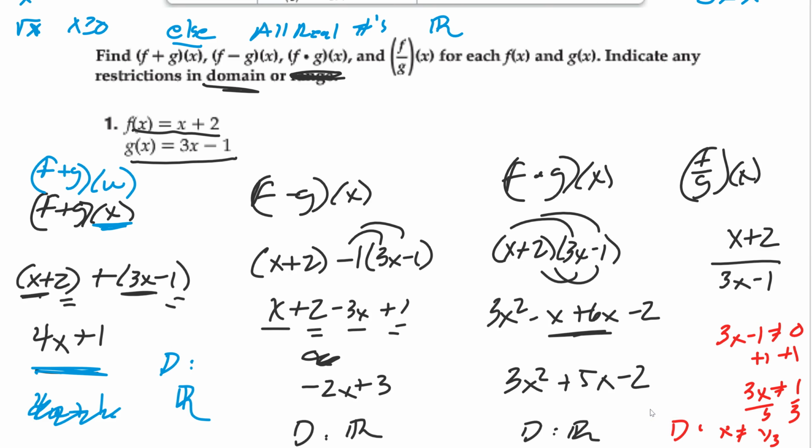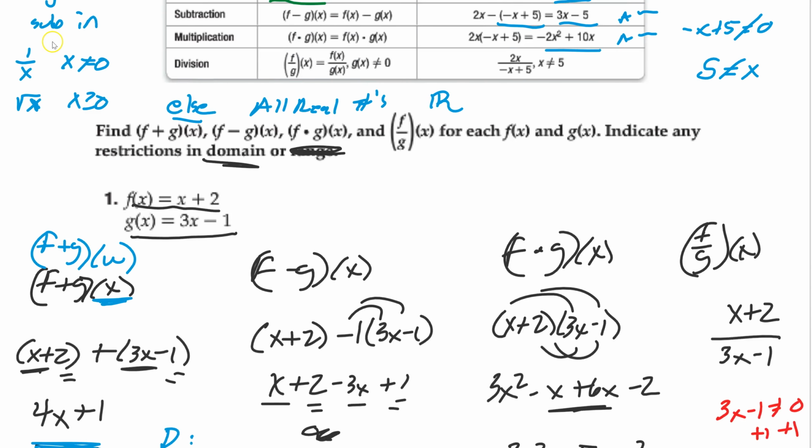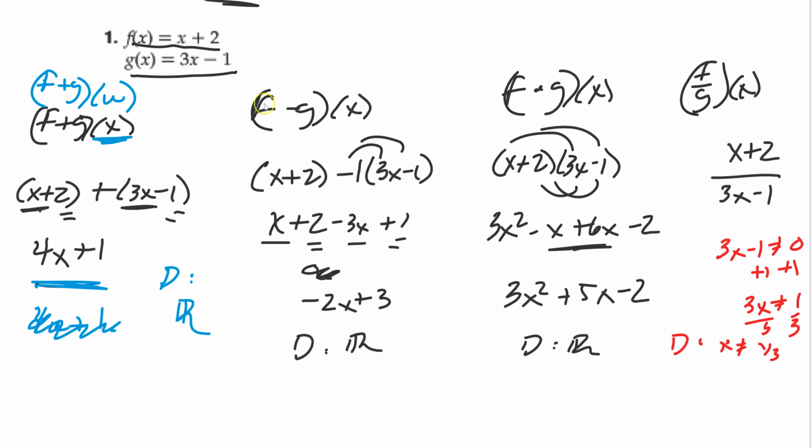So there we go. All we do is follow the instructions, right? Keep in mind this does not mean multiply, it means what are you plugging in? I'm plugging in x. And then we take the domain. The only thing I worry about right now is fraction and square root. If you don't see a fraction or square root, it's all real numbers.